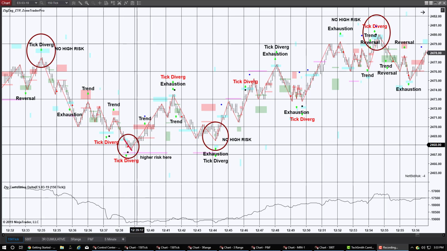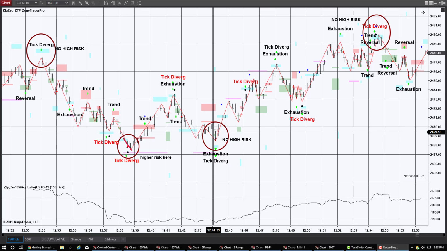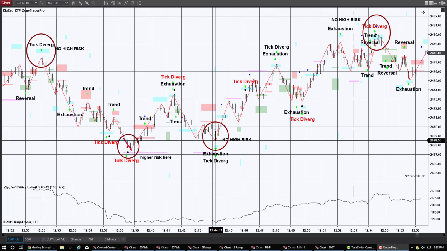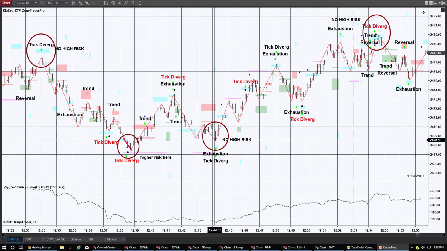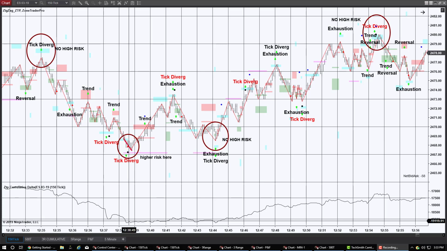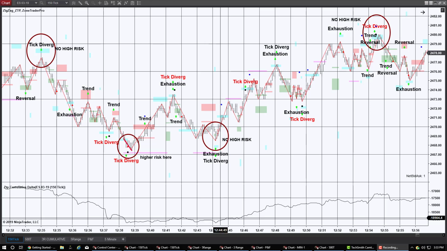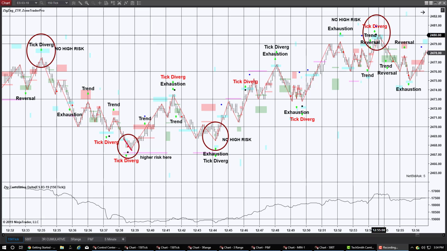The next thing we look at is this exhaustion tick divergence pattern here. And again, nothing to be concerned with. It's simply a test of this low. And this is a test of this previous low back here. We can see on the cumulative delta, which is filtered for large contract traders, that the cumulative delta is also higher here.